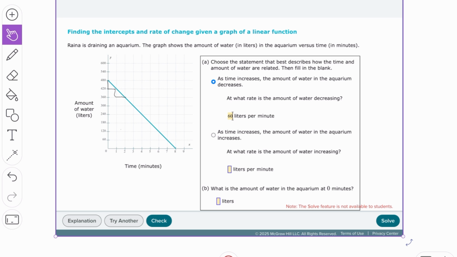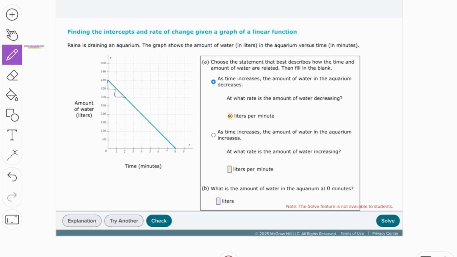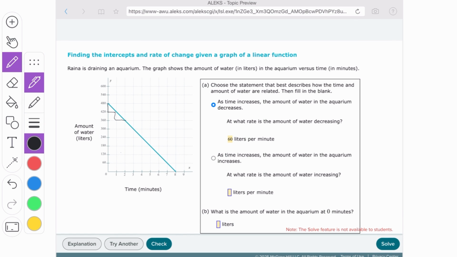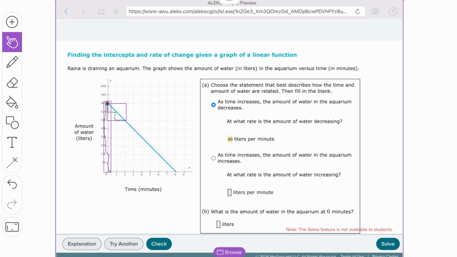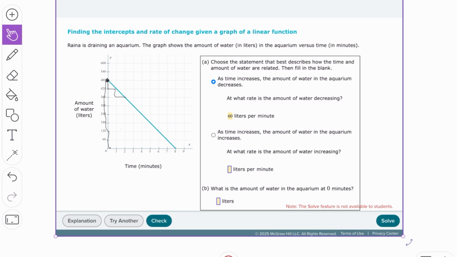Okay, and then what is the amount of water in the aquarium at 0 minutes? At 0 minutes, there's 480. So if you just look up here, so at 0, I just draw a line straight up. There's 480. That's also called the y-intercept. Okay. You just look at the graph and you notice what you see. And sometimes it's really obvious.